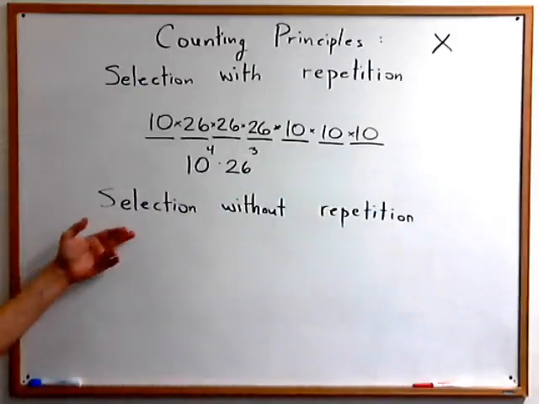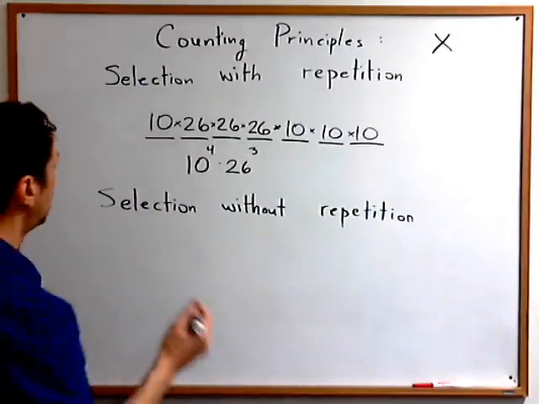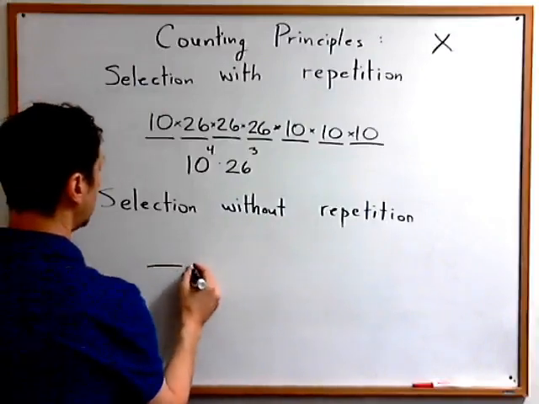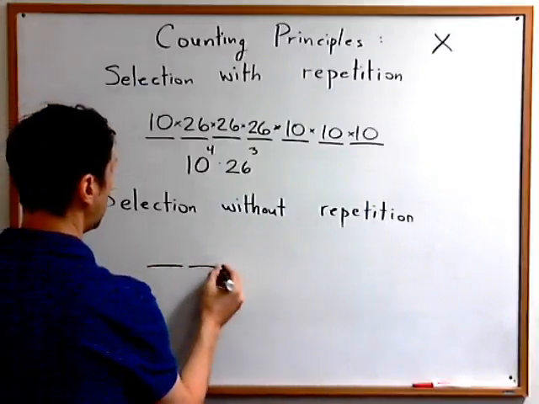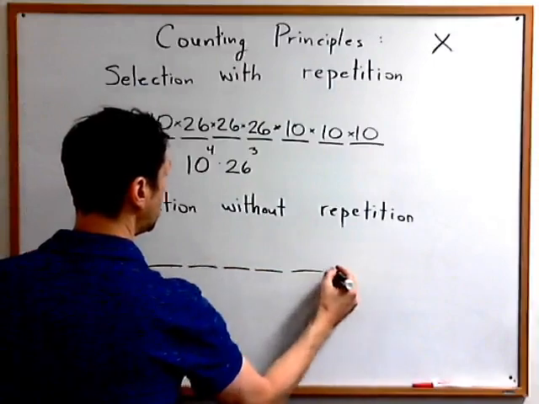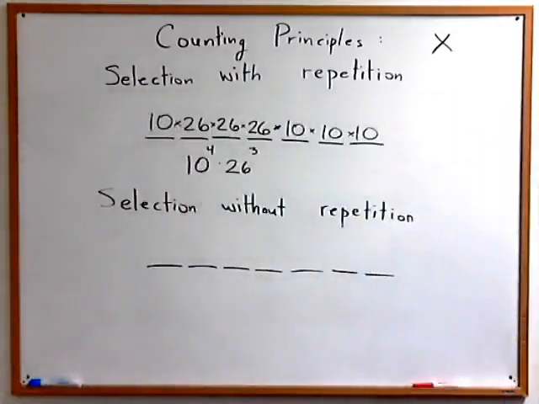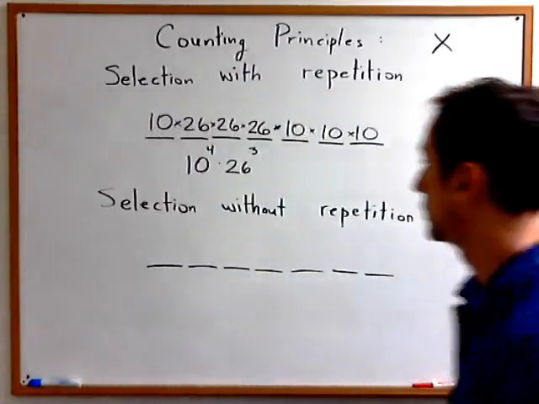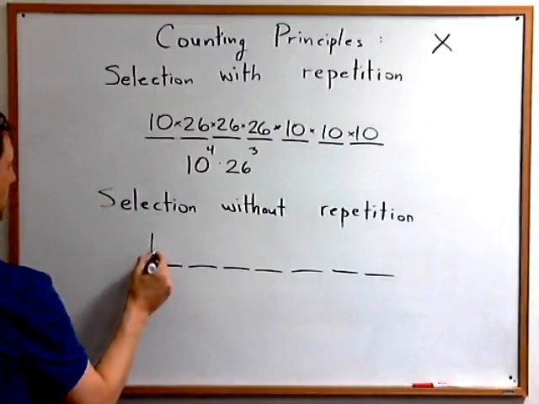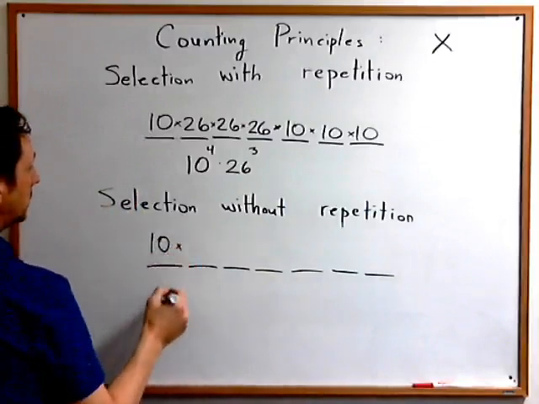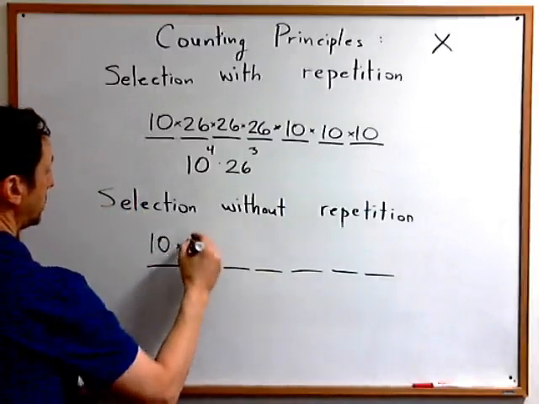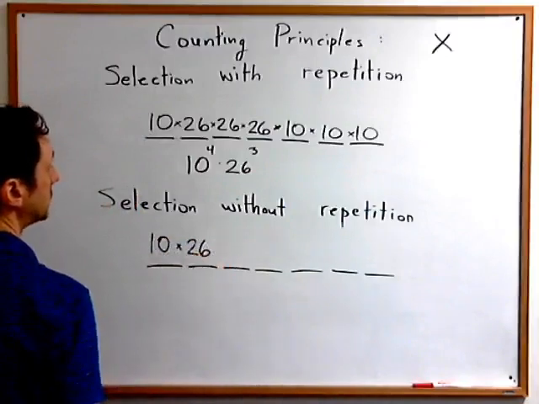So let's contrast that with selection without repetition. Again, we're choosing a California license plate, digit, capital letter, capital letter, capital letter, digit, digit, digit. But this time there's a new rule. No repetitions are allowed. How many choices are there for the first character? It has to be a digit. There are 10 digits. And the second character has to be a capital letter. There are 26 of those.